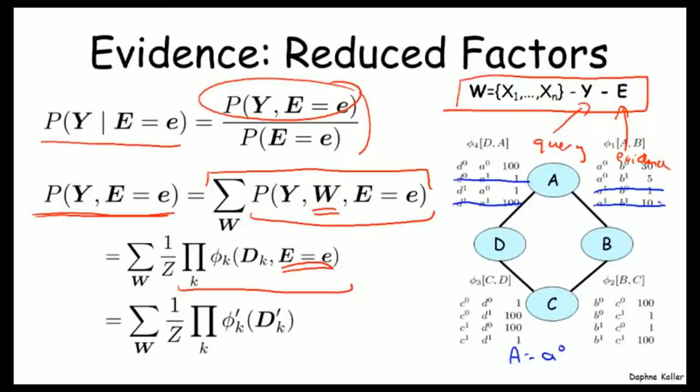And so we now have a sum over the variables w that need to be eliminated of the product of the reduced factors. And once again, we can ignore the partition function by computing this probability and then renormalizing at the end.